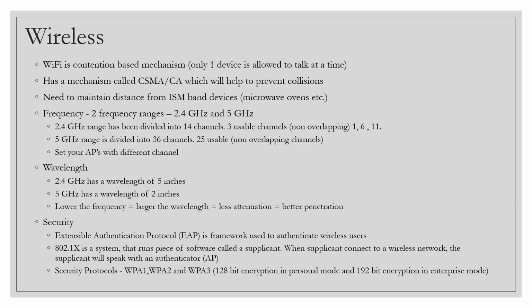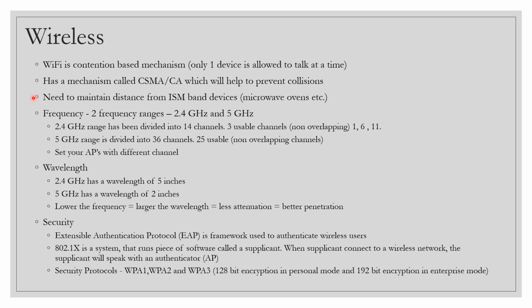Wireless. So let's go through the key points of wireless. Now, wireless is basically a contention-based mechanism, which means that only one device is allowed to talk at one point of time. And wireless also has the feature called CSMA/CA, which is collision avoidance, and that will help to prevent collisions when the Wi-Fi devices are talking.